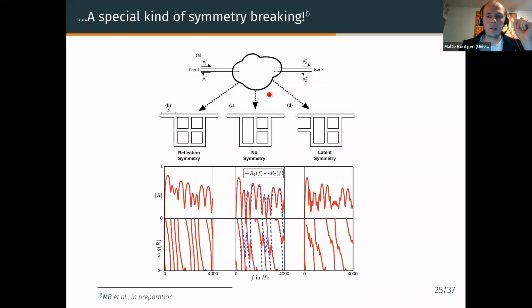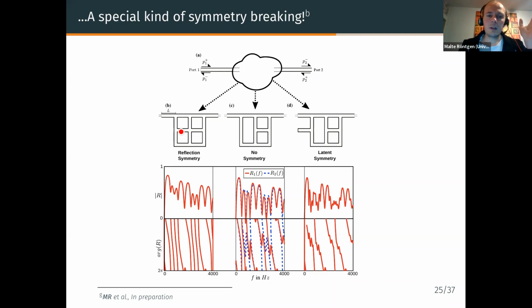And just to show you why I'm so obsessed by latent symmetries: sometimes, not always, but sometimes you can understand them as a specific kind of symmetry breaking. So what you see here is a reflection symmetric setup where you would have R1 equal R2. Here is the reflection of the first port and the second, the absolute value and the argument. And then you can see they perfectly match. There's no blue curves visible here because we have a reflection symmetry. These 2 ports are open.